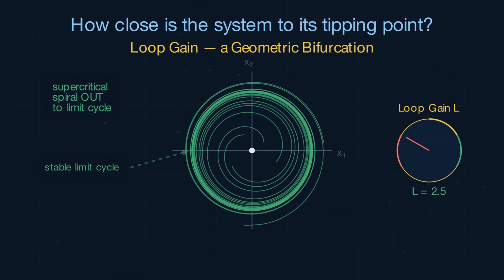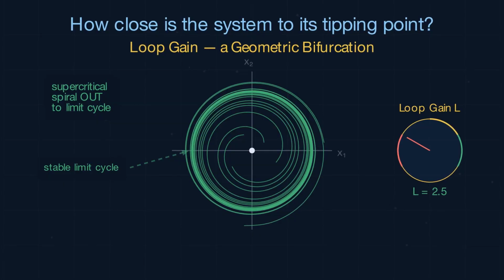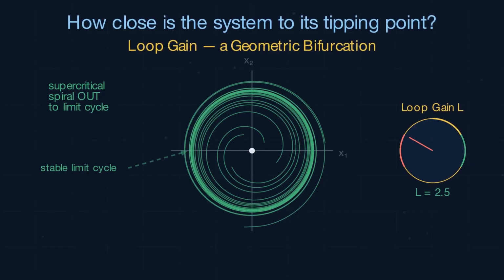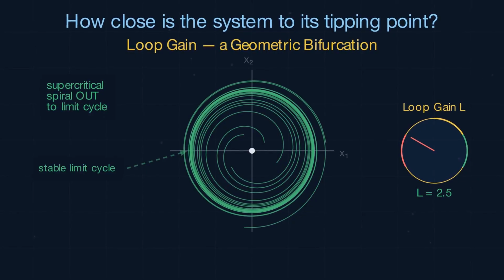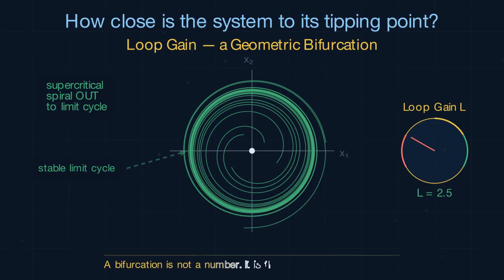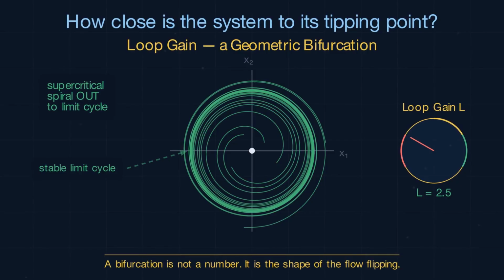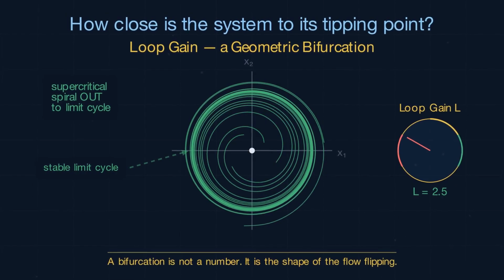This is a bifurcation. And here is the geometric punchline. A bifurcation isn't a number crossing a threshold. It is the entire shape of the flow reversing direction at once. Side by side, 2 phase portraits. One below the cliff, where every trajectory dies. One above, where every trajectory persists. Between them, no smooth transition, only a qualitative flip.